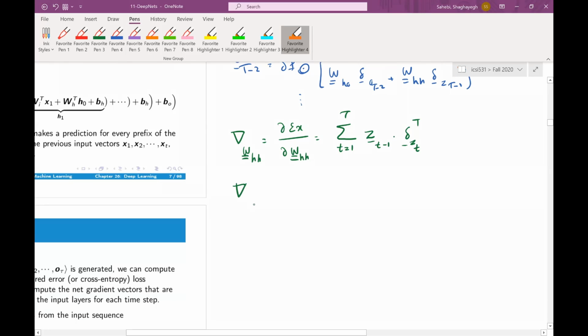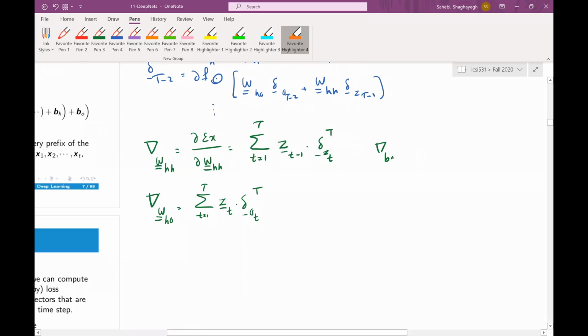And for W_HO, it's going to be the summation of t equals 1 to tau of z_t times the net gradient of O_t transpose.